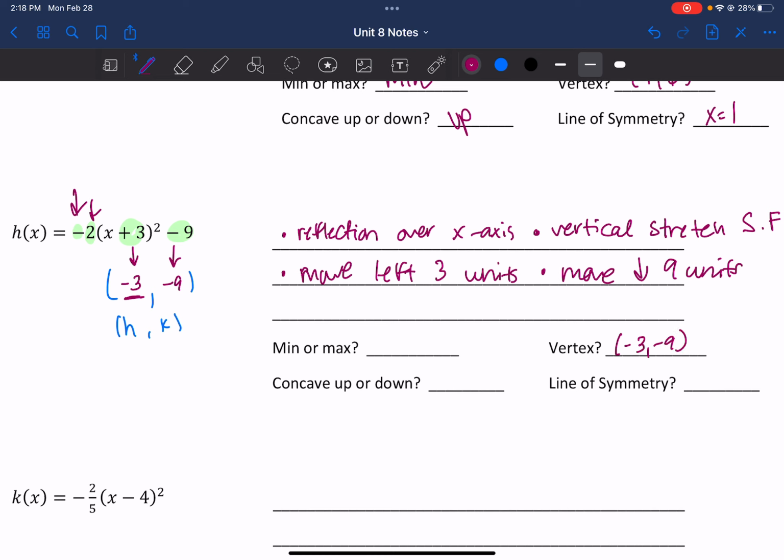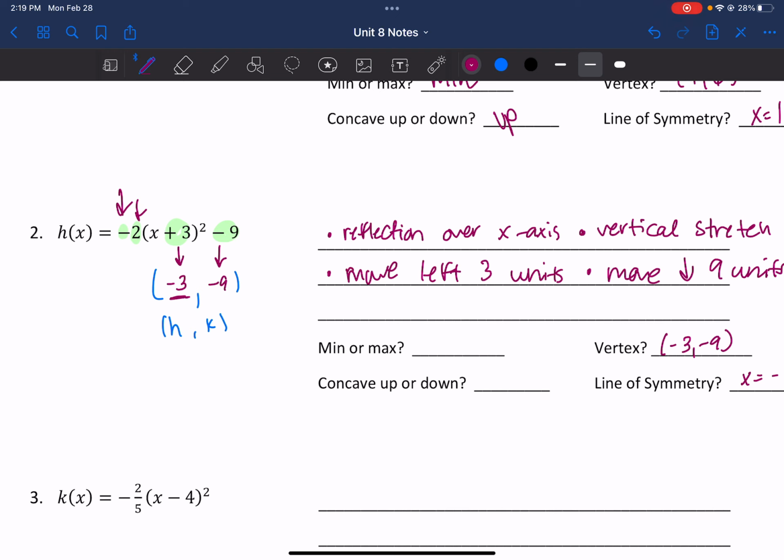Okay, now that I have my vertex, we can find my line of symmetry, because it's that x value. It crosses x equals negative 3. Bam. All right, now how do I do this without a calculator to figure out if it's a max or a min? Let's think about this real quick.